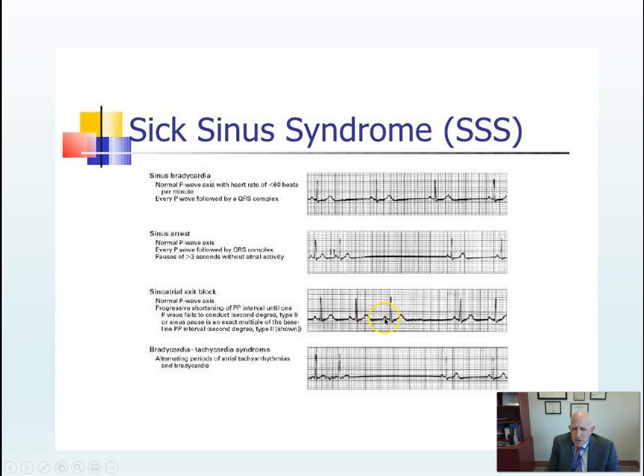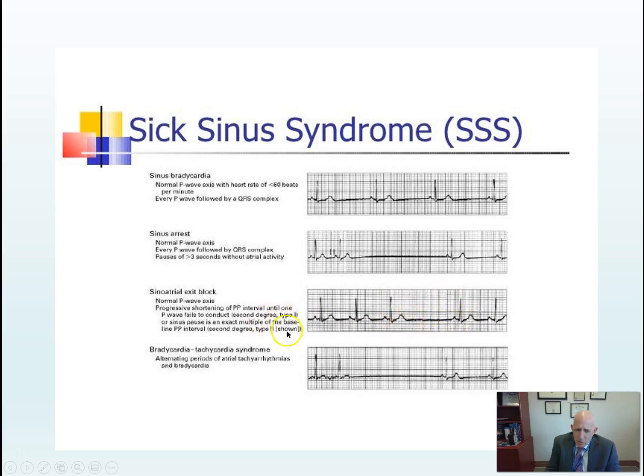As I said, sometimes when the sinus node forgets to fire, like here, we might have something else that fires. Here we have basically the P wave, the PR interval is getting shorter and shorter, and then it just forgets to fire, and then we regroup again. So this is really just a sinus pause, and then it takes back over.